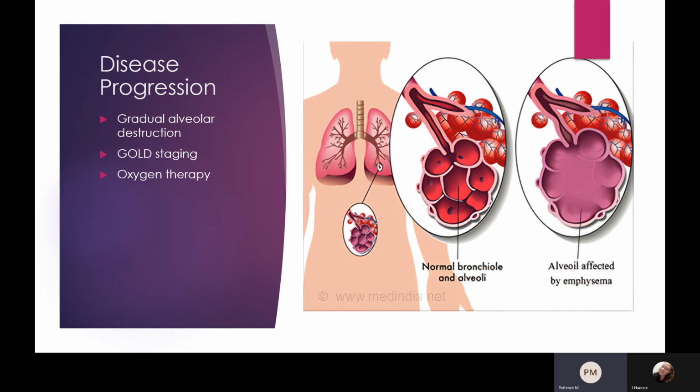So the stages are separated into 4. The first stage is known as the mild condition or stage, where the FEV1 is 80% or greater of the predicted. Stage 2, which is moderate, the FEV1 is 50 to 79% of the predicted. Stage 3, which is severe, the FEV1 is 30 to 49% of the predicted. And stage 4, which is very severe, the FEV1 is less than 30% of the predicted.